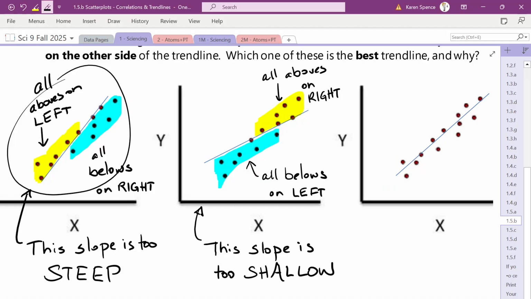And what do we have on the very end here? We have the Goldilocks of all trend lines. The first slope was too steep. The second slope was too shallow. This slope is just right. Okay.